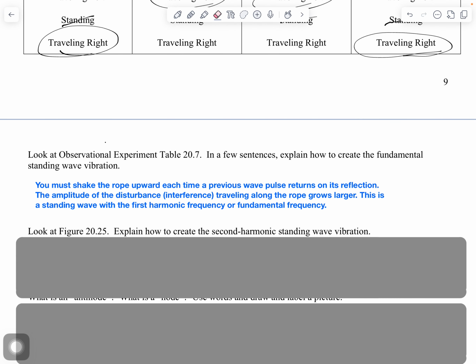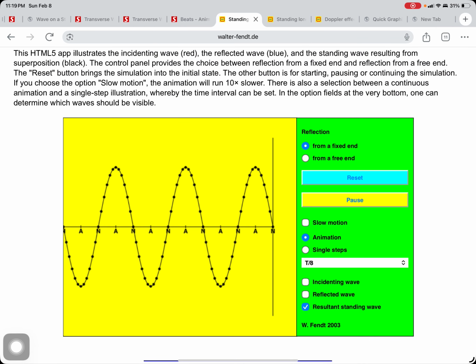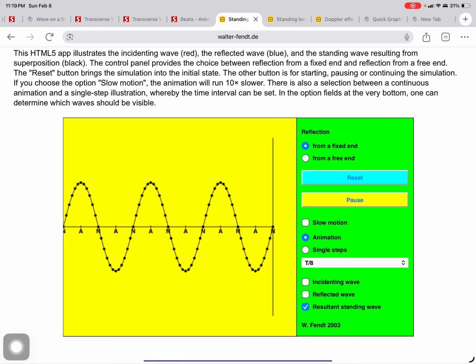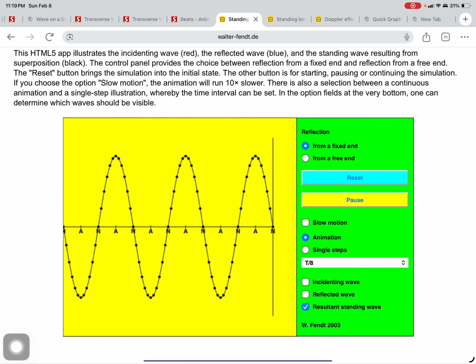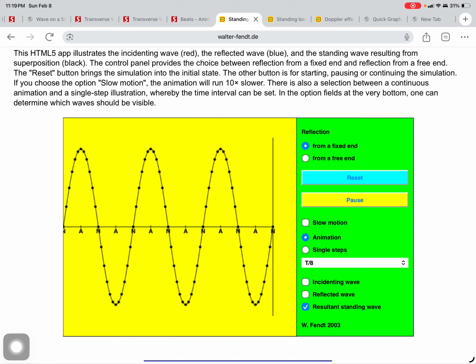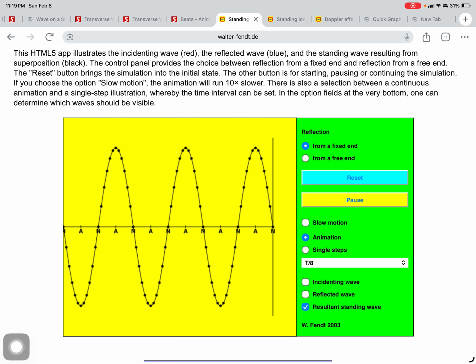So you must shake a rope upwards each time a previous wave pulse returns on its reflection. The amplitude of the disturbance, which is the interference, traveling along the rope grows larger. This is a standing wave with a harmonic frequency. The very first harmonic frequency doesn't even look like what we're seeing here. What we're looking at right here, 1, 2, 3, 4, 5, 6, is the 6th harmonic frequency. The reason I know that is because if you count the number of antinodes, I see 6 antinodes. So however many antinodes you have corresponds to the harmonic frequency that you notice.